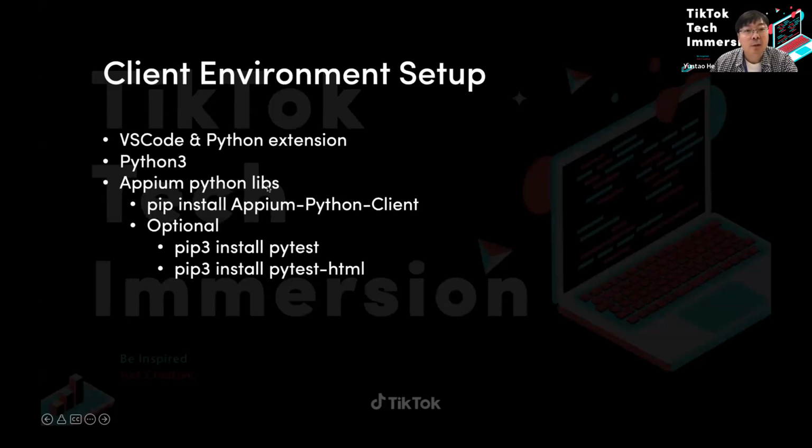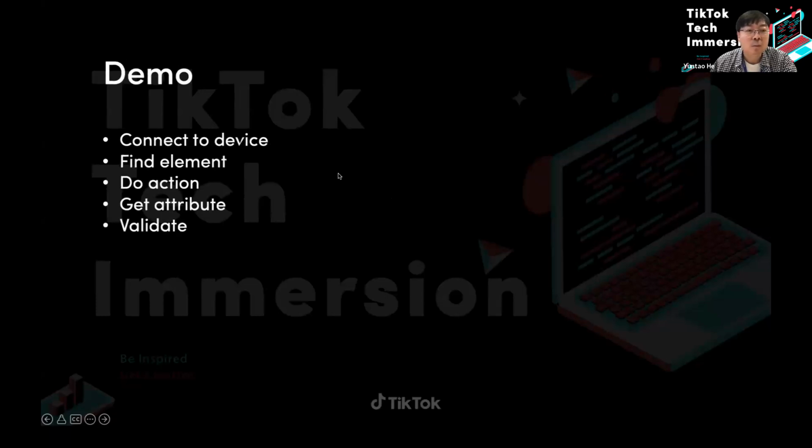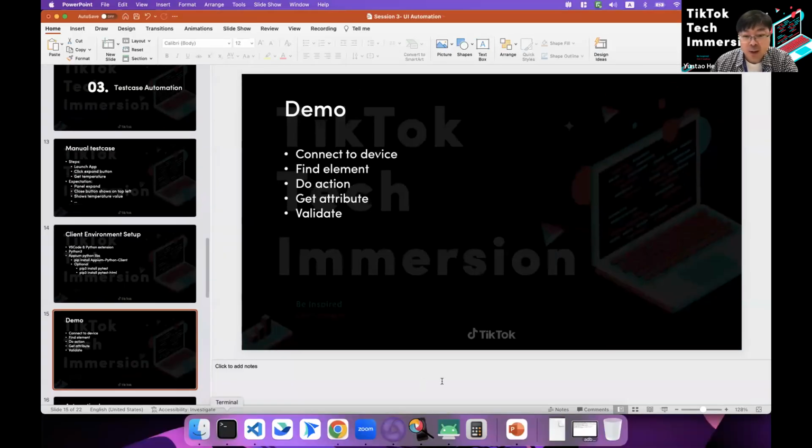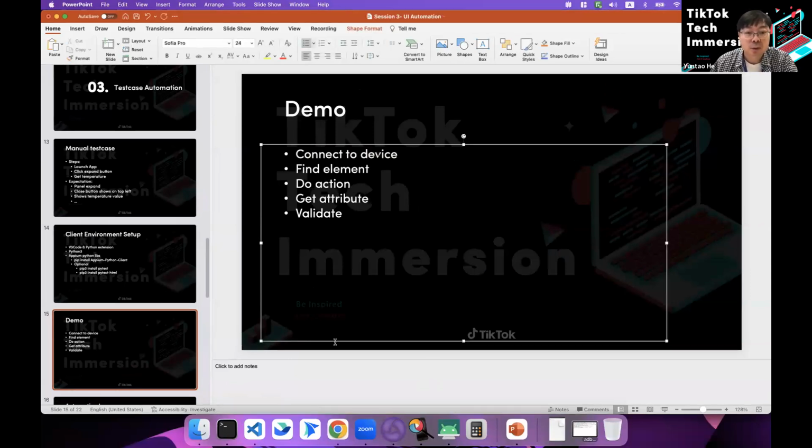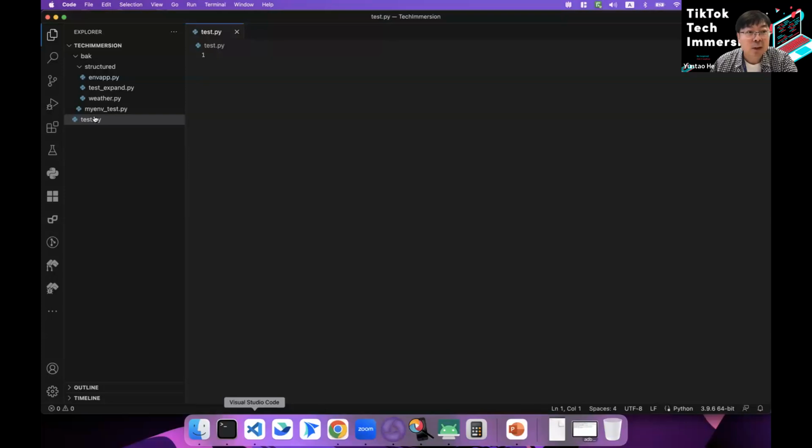Okay, after we have everything set up. Since my machine already has everything set up, I will demo this. I opened an empty file I just created. If we want to perform actions on our app, we always first connect to the device and start the app, and then we find the element and do the action. So first I will show how to connect.